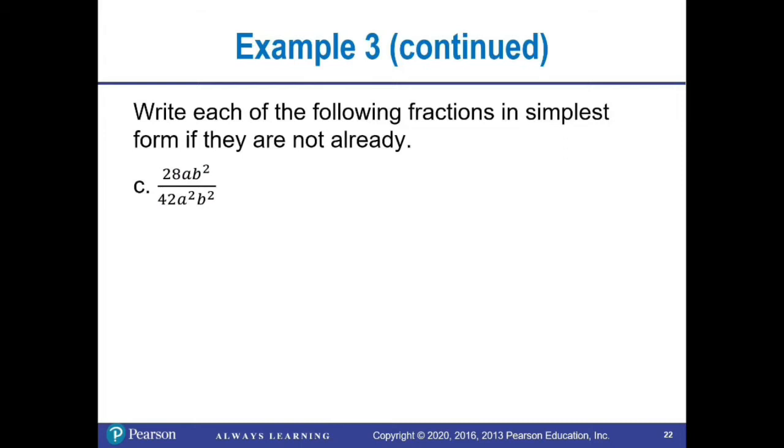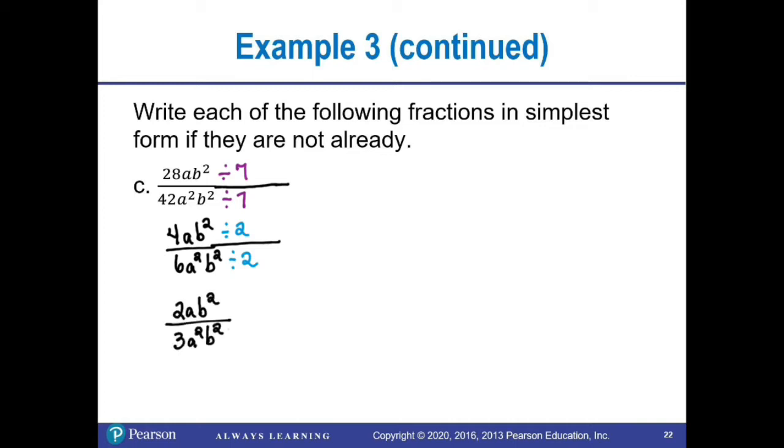Look at part C. Let's start with the 28 and the 42. These have a common factor of 7, so divide both the numerator and the denominator by 7. 28 divided by 7 is 4. Bring down the a and the b squared. 42 divided by 7 is 6, and bring down those variables. 4 and 6 have a common factor of 2, so divide the numerator and the denominator by 2. 4 divided by 2 is 2, bring down the a and the b squared. 6 divided by 2 is 3, and bring down the a squared and the b squared.